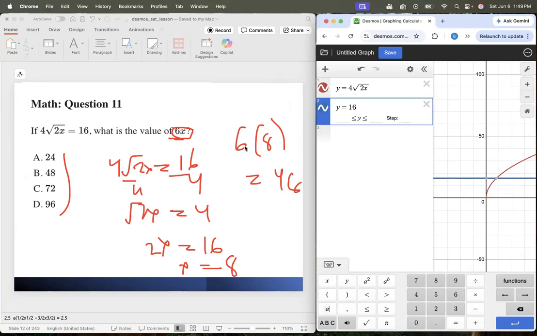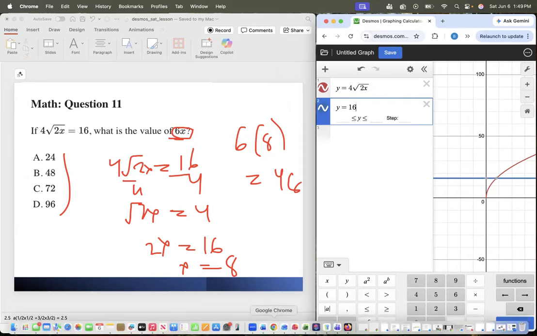But remember, we're looking for 6 times what? x. x is 8 here. So we multiply 6 times 8, you get 48. That's the same way to do that. This is how you can use Desmos to solve this question.